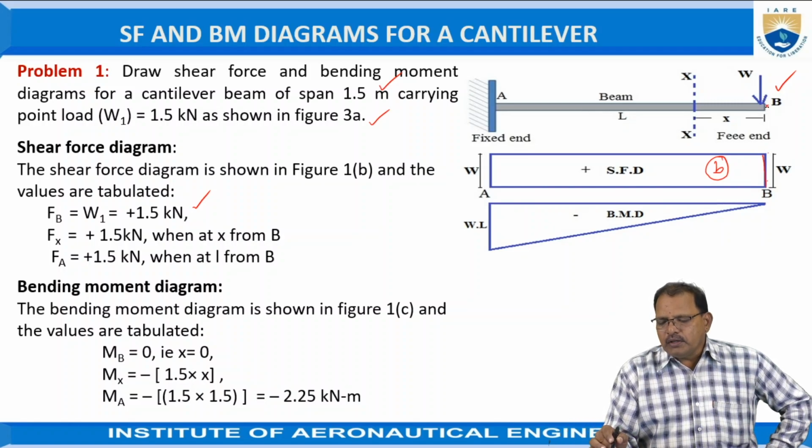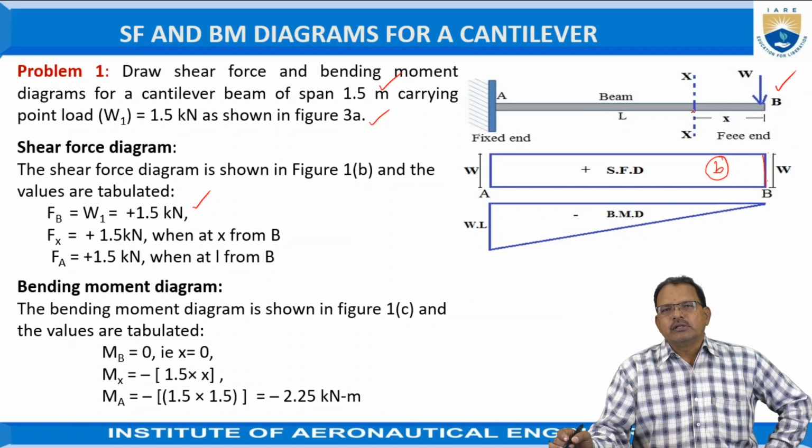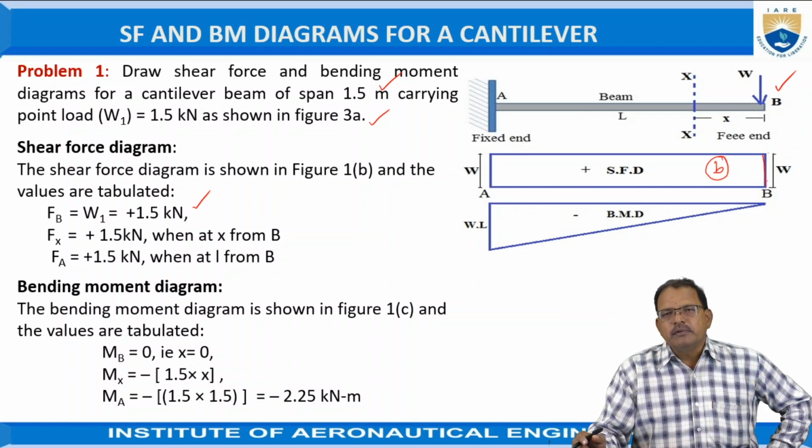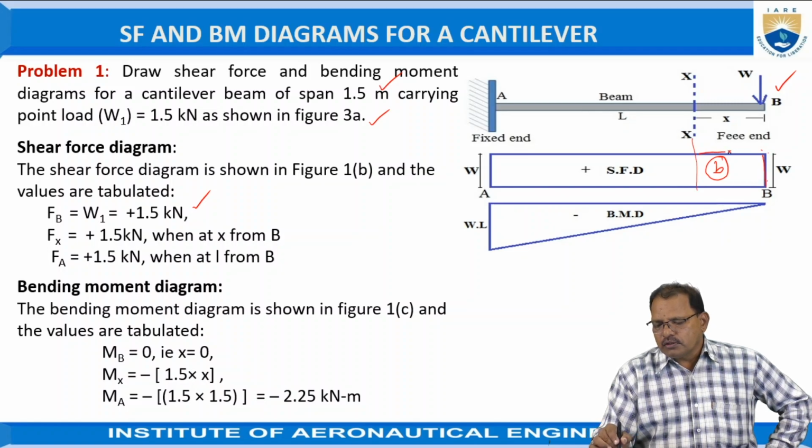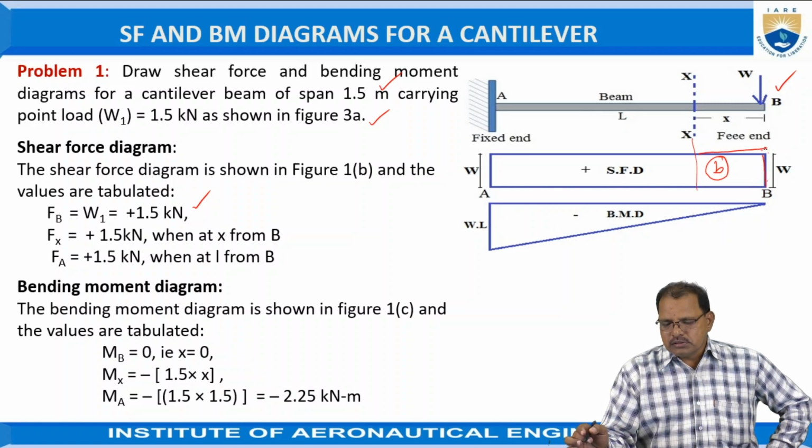As we are moving from B to X position now, the unbalanced force toward the right hand side of the beam remains constant, that is W. Hence the shear force is constant at X position also now. Hence draw horizontal lines up to X positions.